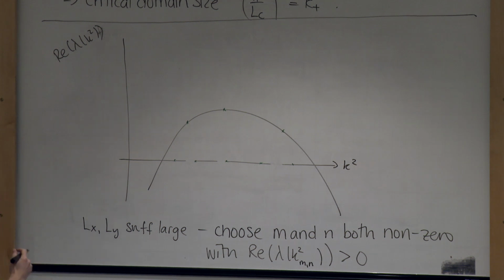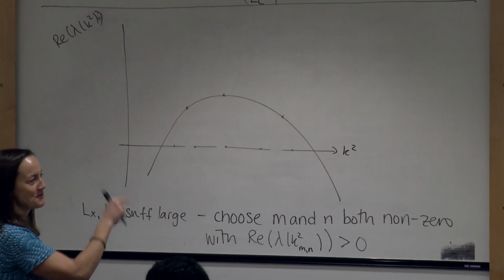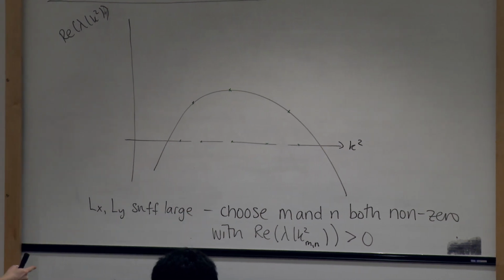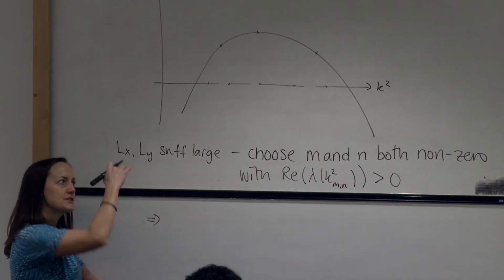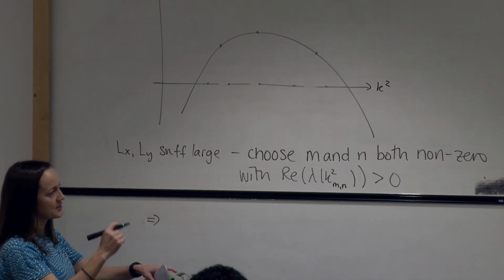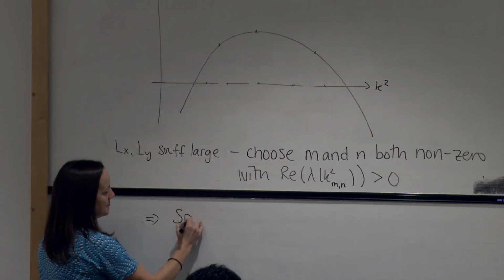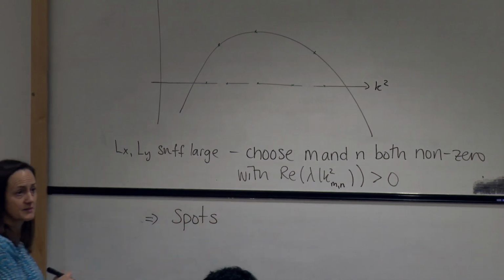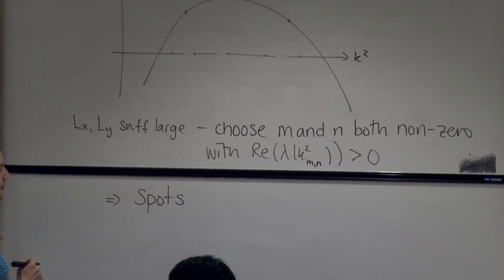So if they're both non-zero, that means I get oscillations in both the x direction and the y direction. And so if I have oscillations in the x and y directions, I'm going to have peaks and troughs in both directions. And that's going to give me spots, or something resembling spots, as a pattern, right? Because they're both oscillating.